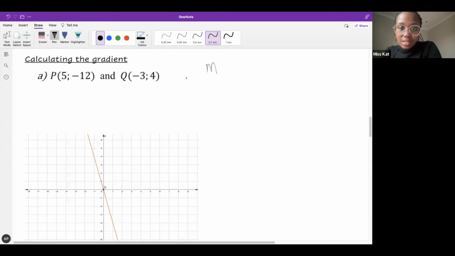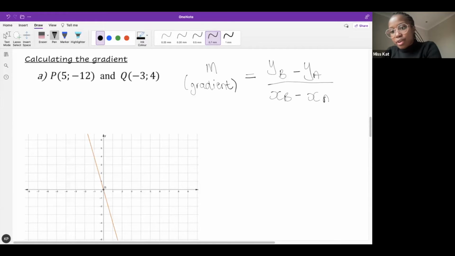M, which is gradient, is equal to change in y. So I'm just going to say y of b minus y of a over x of b minus x of a. But before you do that, you first have to find the points. So I made it easy for you guys, and I gave you 2 points. But in this case, they are P and Q. So let me substitute my A and B's with P and Q. Remember, it doesn't matter which one you start with. So I can say Q here and P there, but then with X's, I need to follow the same order.